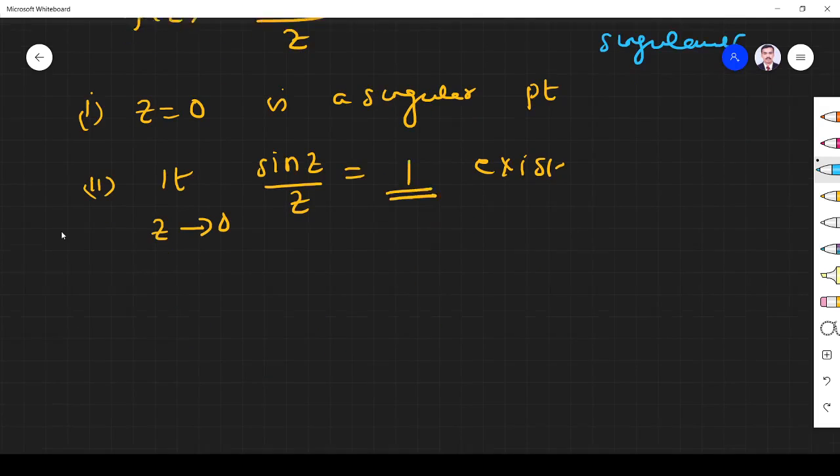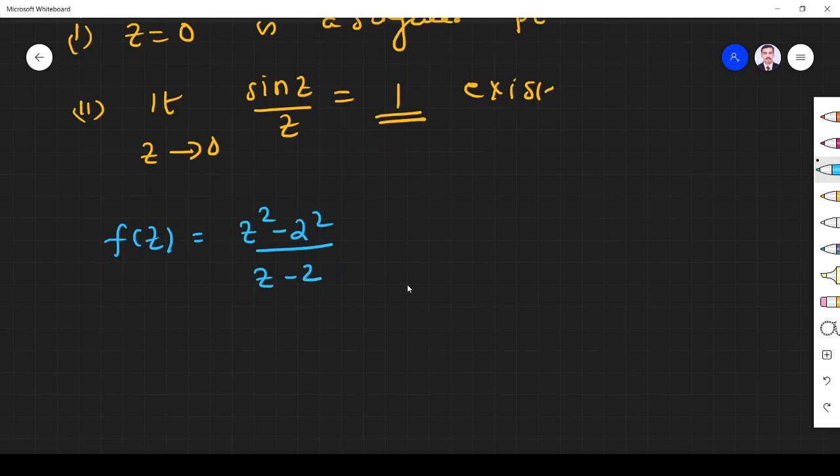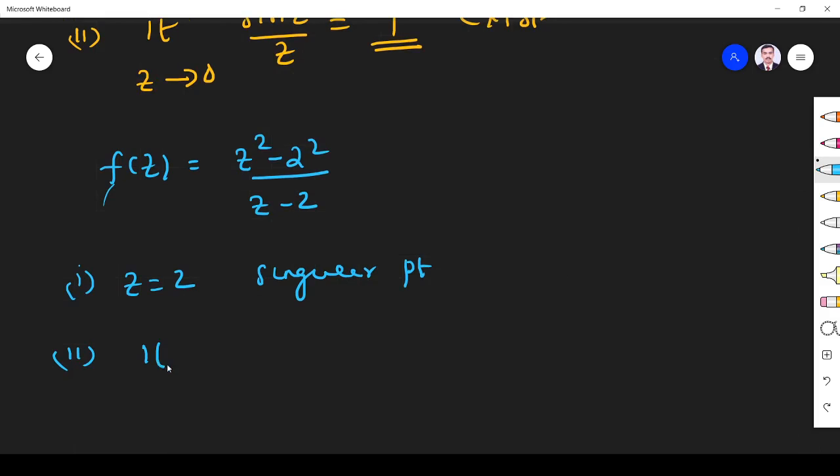right? Okay, let me give one more example. f of z is equal to z squared minus 2 squared divided by z minus 2, right? Let us see the first problem. First find the singularity point. Singularity point is z is equal to 2. When z is equal to 2 the function blows up. So z is equal to 2 is a singular point, and we have to see whether the limit exists at this singular point. Limit z tends to 2, f of z.